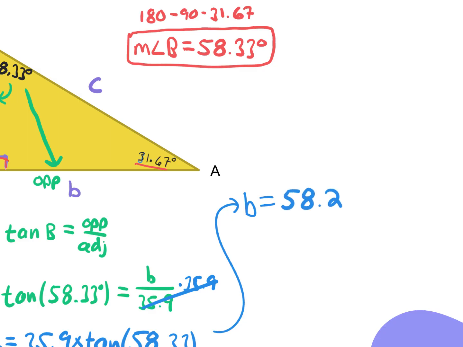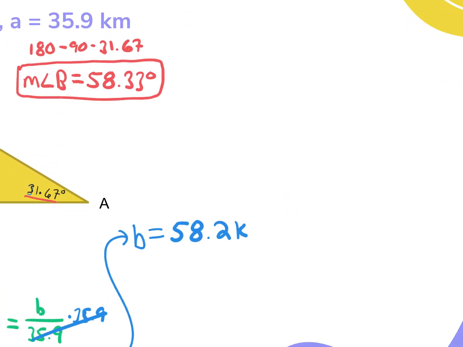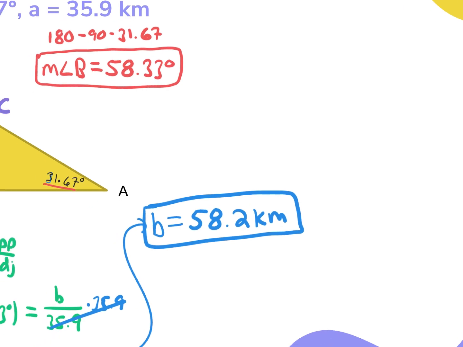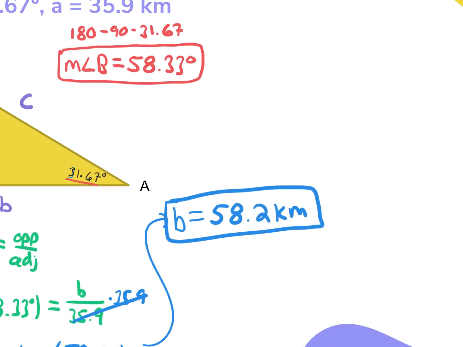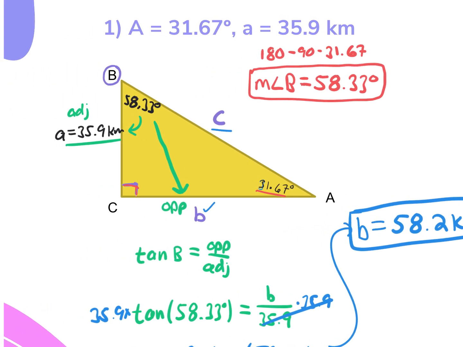Good, so it should get you 58.2. This is 58.2, the unit is kilometers, and that's our other side. All right, so now we have an angle B, we have side B. What's the only thing that's missing? C, right? Side C. All right, so how are we going to find that if we already have two sides?